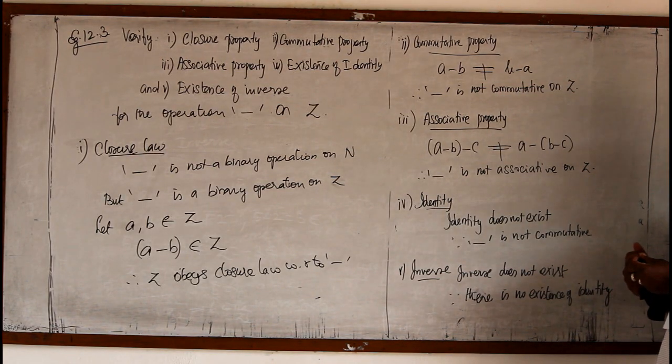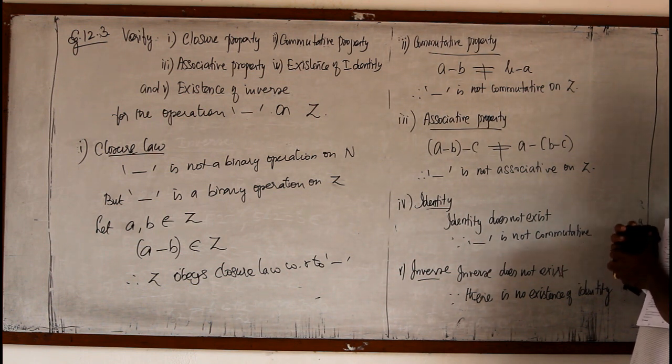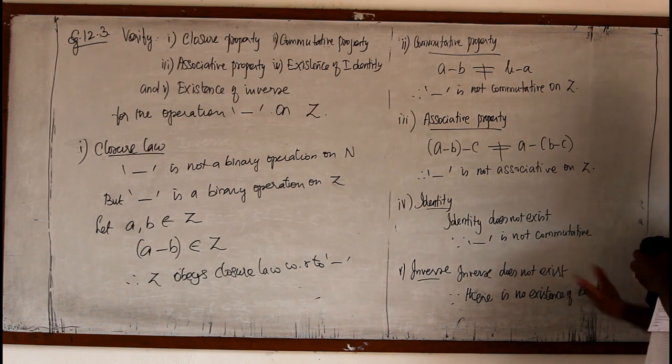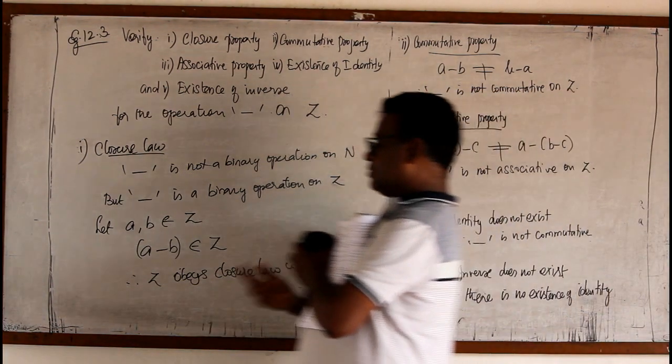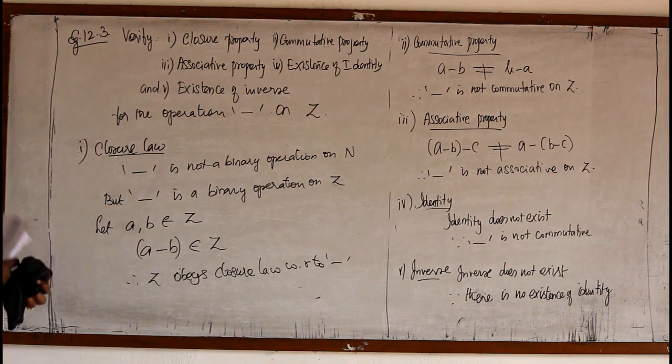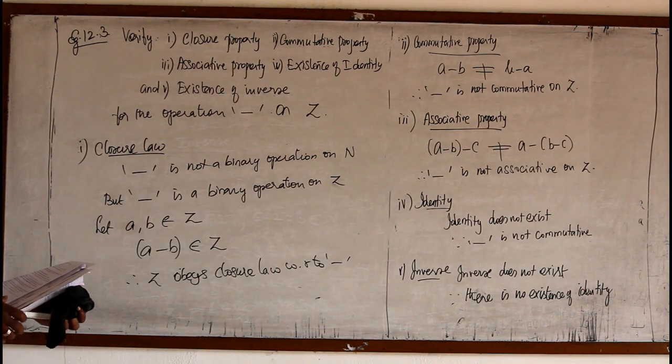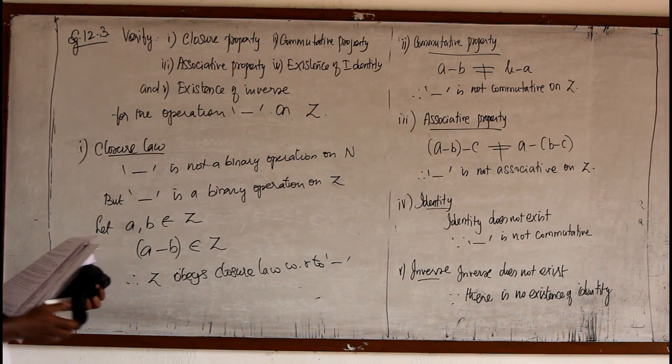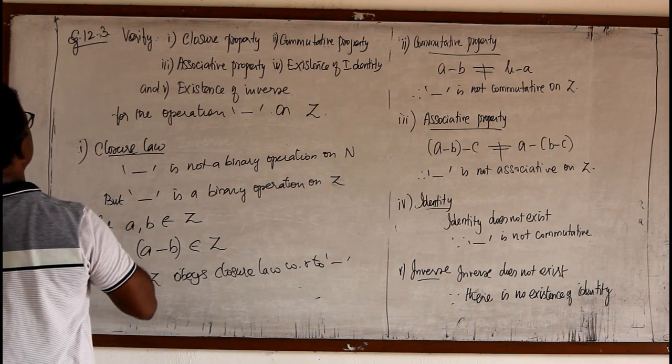Therefore, the sign minus, subtraction, is only closed. That's all. It does not obey the commutative property. It is not at all obeying the associative property. There won't be any identity element and there won't be any inverse element too. Therefore, this is about example 12.3. Now we shall go for 12.4.